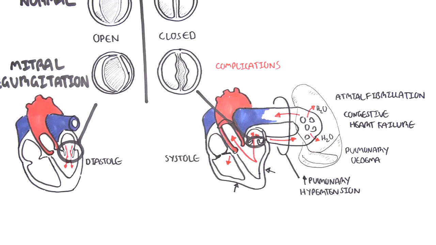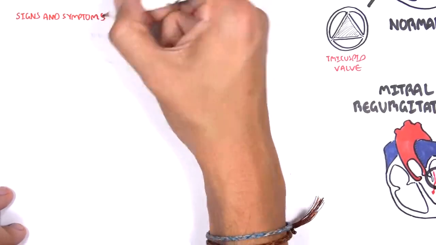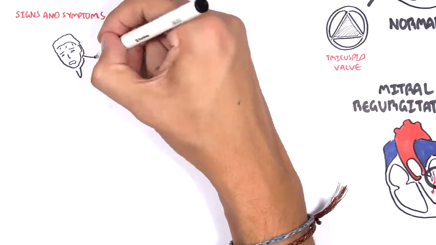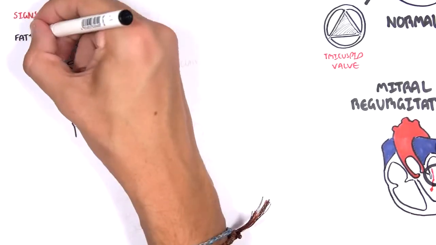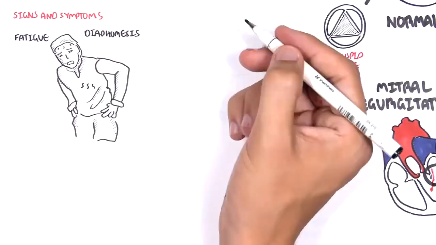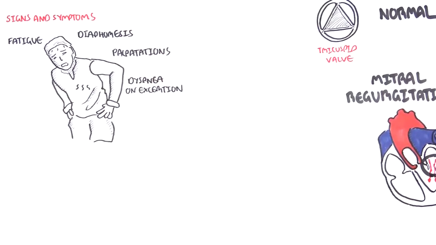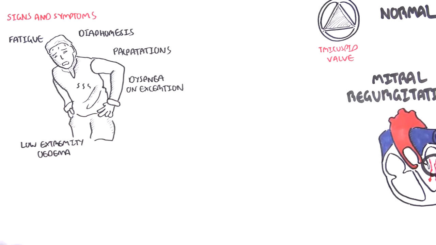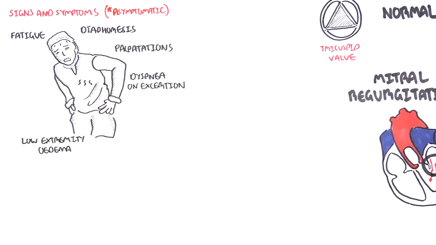Mitral regurgitation can be acute or chronic. Acute mitral regurgitation tends to be more aggressive because of the sudden onset. Some signs and symptoms of acute mitral regurgitation include fatigue, diaphoresis, palpitations, dyspnea on exertion, and lower extremity edema. Chronic mitral regurgitation may be asymptomatic until it becomes bad.